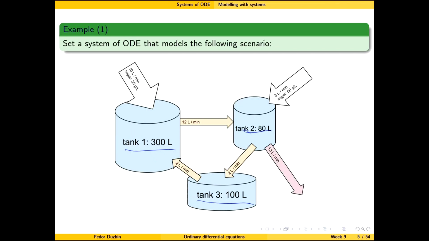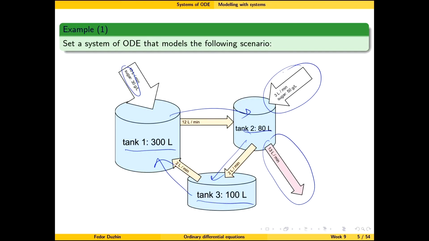And then the water with sugar is flowing into the first tank from the outside, and then is draining from the second tank to the outside. At the same time, there are some pipes between tanks, so that there is water flow from tank 1 to tank 2. There is water flow from tank 2 to tank 3, and from tank 3 to tank 2, and at the same time there is a flow in from tank 2.